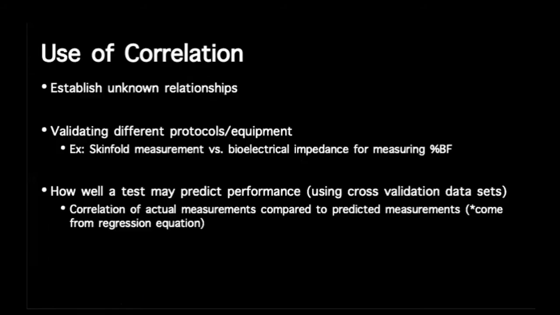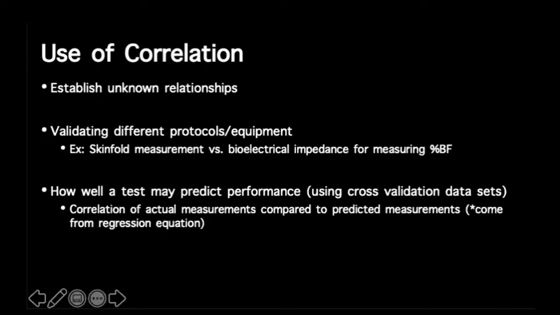Okay, so we will use correlations when we want to establish unknown relationships, right? So this is a good starting point when maybe you're trying to see if a certain measurement is related to a given outcome, right? It can also be used for validating different protocols or equipment, right? Examples, if we're looking at body composition, or we're measuring percent body fat. We can look at body composition by using skinfold measurements or bioelectrical impedance, right? So we could see how closely these two tests are going to measure body composition by looking at how closely related they are.